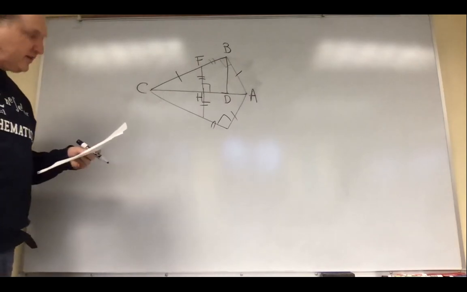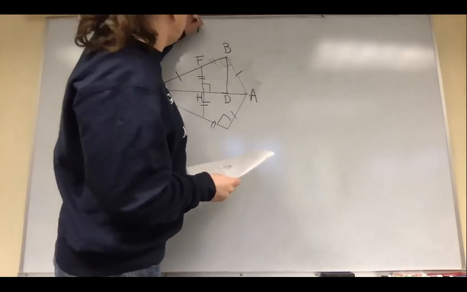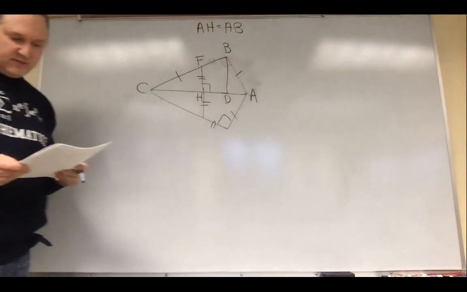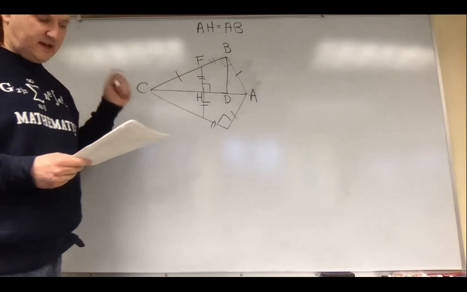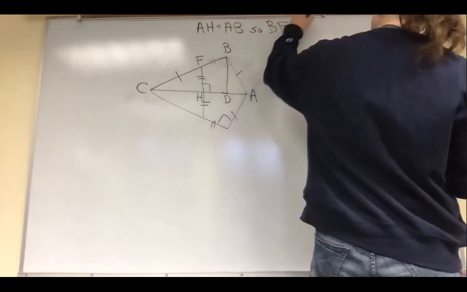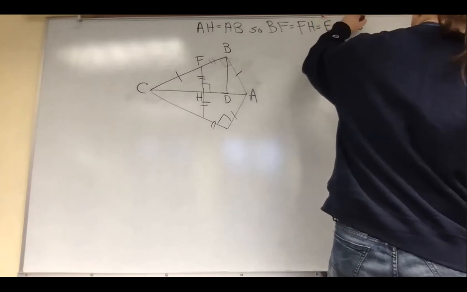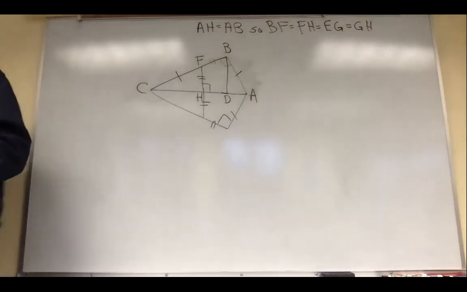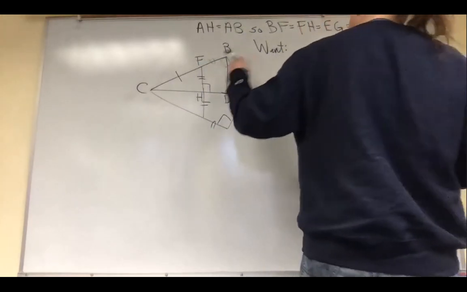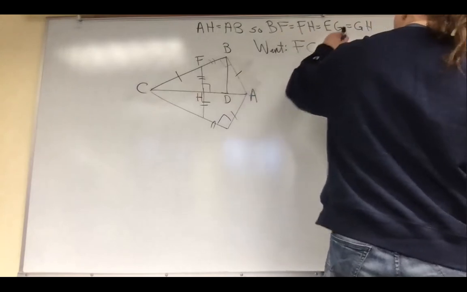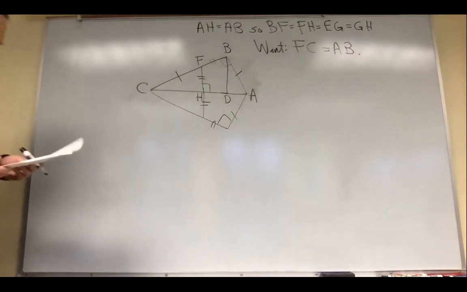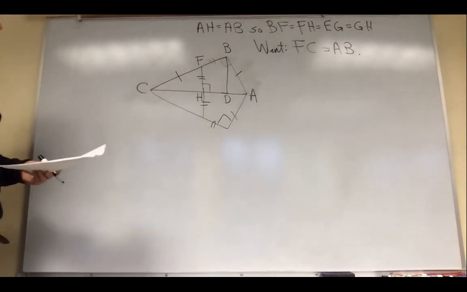So we already know lots of things are congruent. We know, and we'll remember so that I don't forget, I did make AH congruent to AB. I made that so from the beginning. And from that, we saw using the congruent triangles that BF is congruent to FH, is congruent to EG, is congruent to GH. Those are all those marked sides. And we want FC to be congruent to AB. And we'll see how that goes. We can do some of this work.